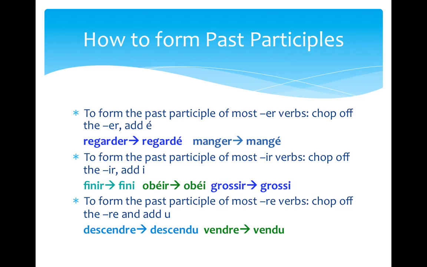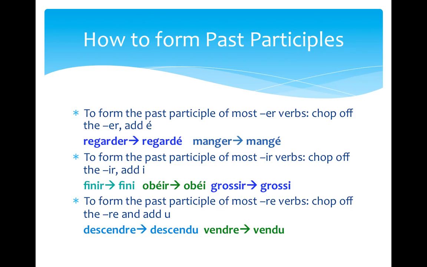So, how do we form past participles? Well, it's easy. To form the past participle of most ER verbs, chop off the ER and add é. So going from left to right, regarder becomes regardé, and then manger becomes mangé. You heard me right. They're pronounced exactly the same. ER and É sound alike.